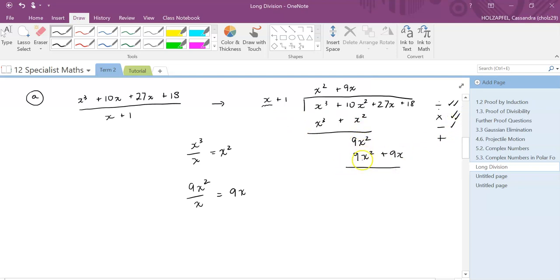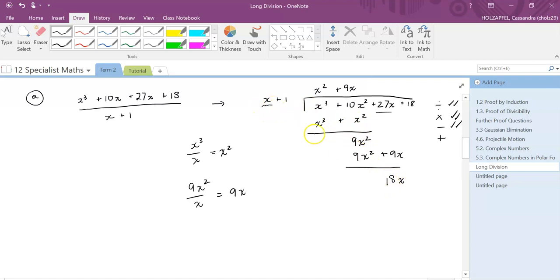Okay, so now I'm going to subtract. So 9x squared take away 9x squared is going to be 0x squared, so those terms are going to cancel each other out. And 27x minus 9x is going to give me 18x. And again, I'm not going to bring this one down just yet. So that was my subtraction.